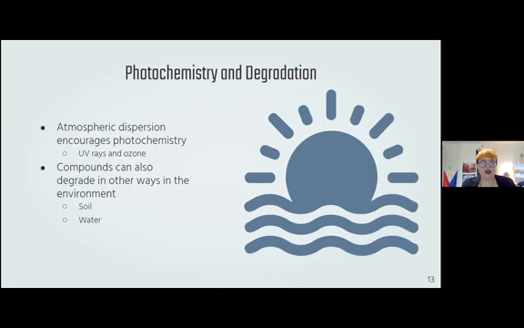This photochemistry is encouraged because there are more UV rays, there's less protection against the UV rays as you get higher in the atmosphere, and there's more ozone, so there's more oxygen available for reactions. Compounds, of course, can also degrade other ways in the environment, mostly through soil and water. Again, 2 things that are really easy for these chemicals to come into contact with when they're used as pesticides. The soil has different reactions that can happen because of all the nutrients in there for plants. And water, of course, has different reactions, a lot of them having to do with acid-base chemistry.